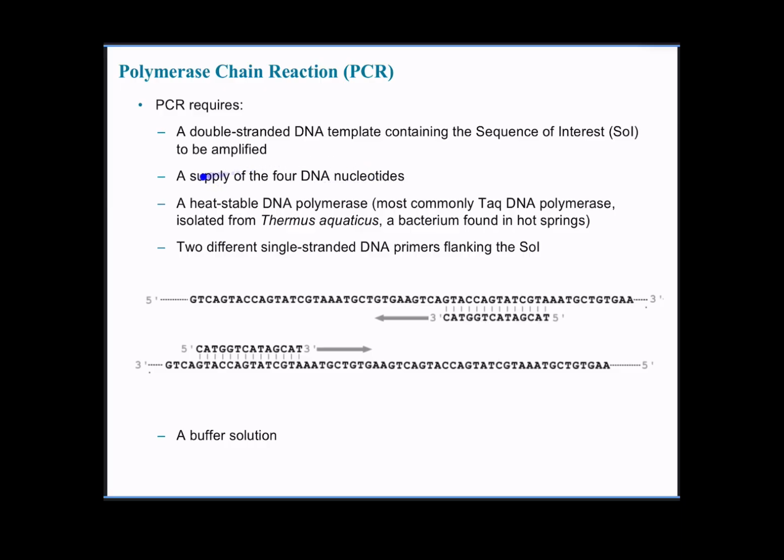Of course, we will need a supply of the 4 DNA nucleotides, a heat-stable DNA polymerase, most commonly Taq polymerase from Thermus aquaticus. And then, perhaps most importantly, the 2 different single-stranded DNA primers flanking the SOI, the sequence of interest. So, what are those primers like? I keep talking about these primers.